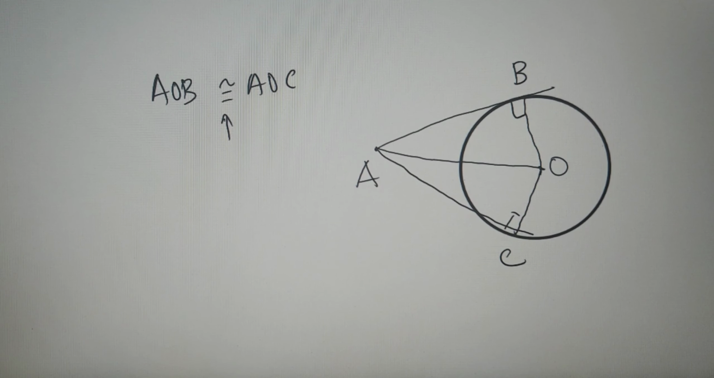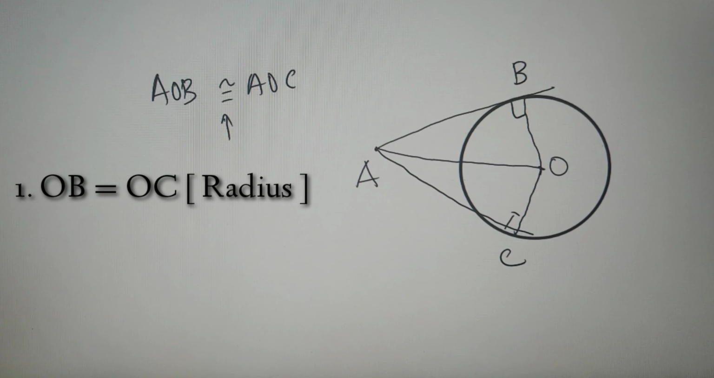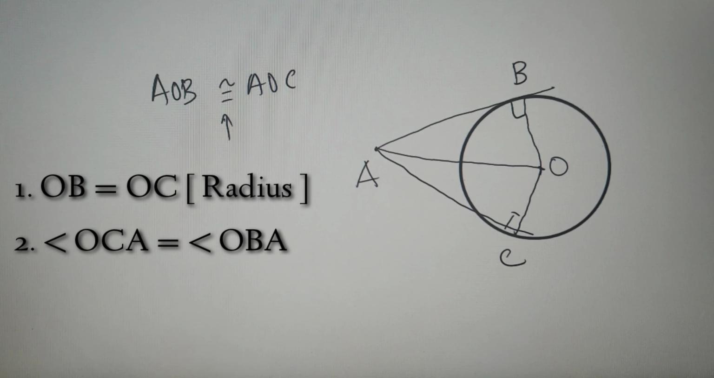There are many ways by which we can prove that the triangles are congruent to each other, and we have to check only one way. So let's check how we can prove AOB and AOC as congruent. Now in triangles AOB and AOC, I can say that OB is equal to OC because they are radii of the same circle. Now we can also see that angle OCA is equal to angle OBA because they are equal to 90 degrees. And the third point of congruency is that AC is equal to AB because they are tangents from the same point, so they are equal.